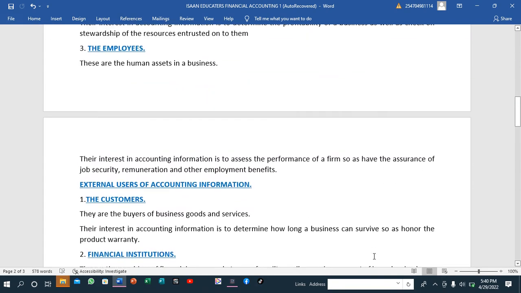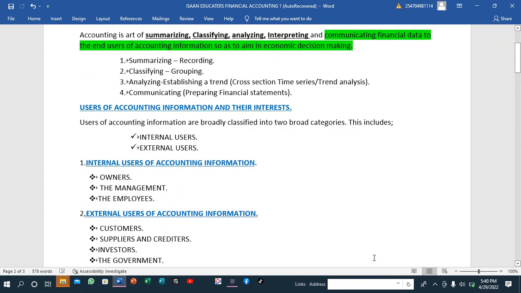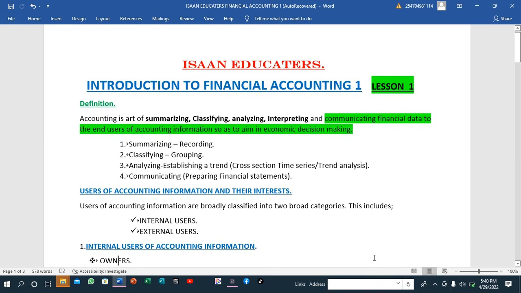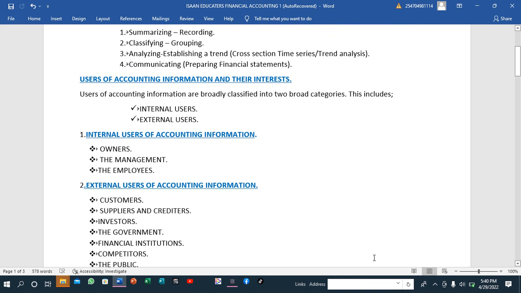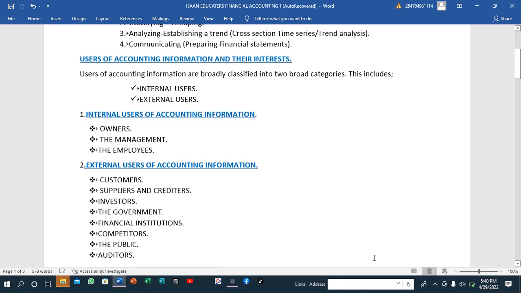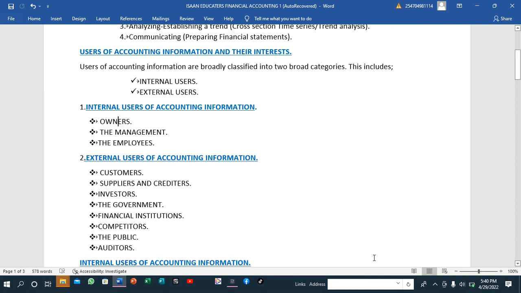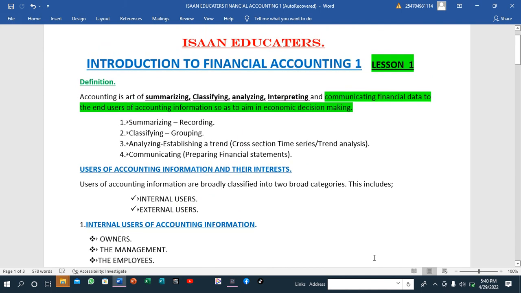So that marks the end of our lesson 1. We have introduced financial accounting, where we talked about what accounting generally entails. We also talked about the uses of accounting information, which is broadly categorized into two, that is internal users and external users. We have explained the internal users of accounting information, that is the owners, the management, and the employees. And we also discussed the external users of accounting information, that is the customers, suppliers and creditors, investors, the government, financial institutions, competitors, and also the public. So that marks the end of our lesson for today.